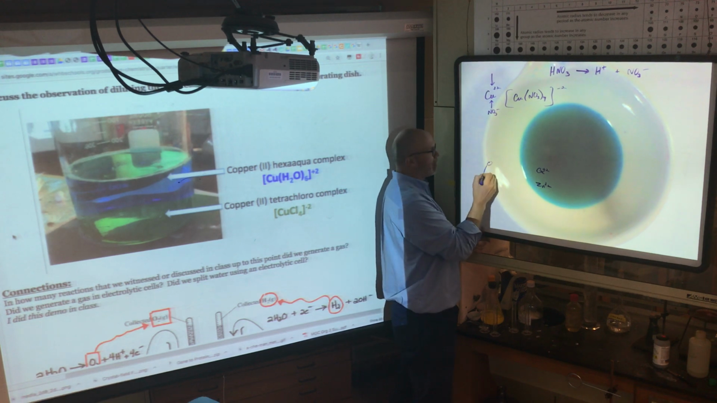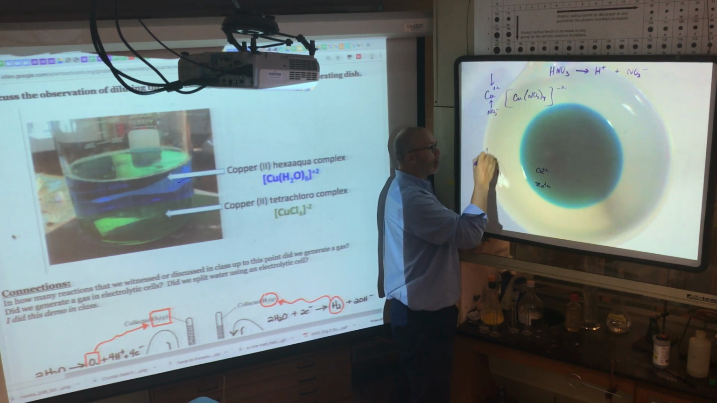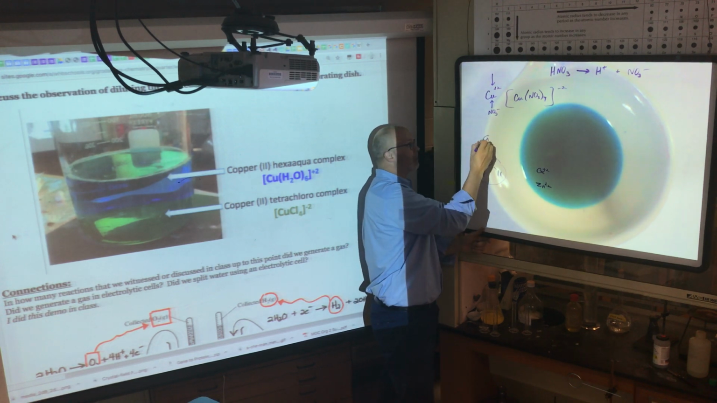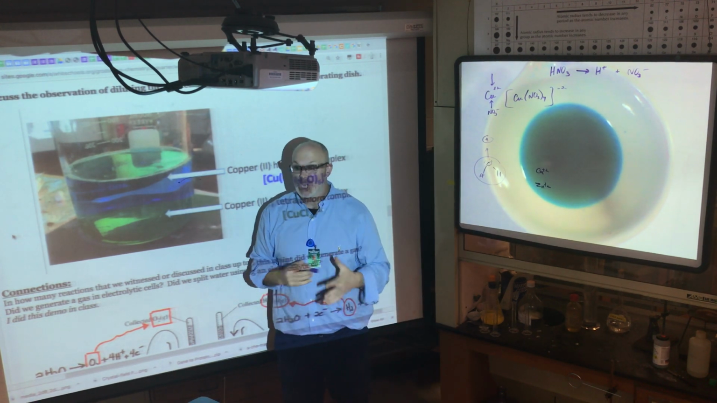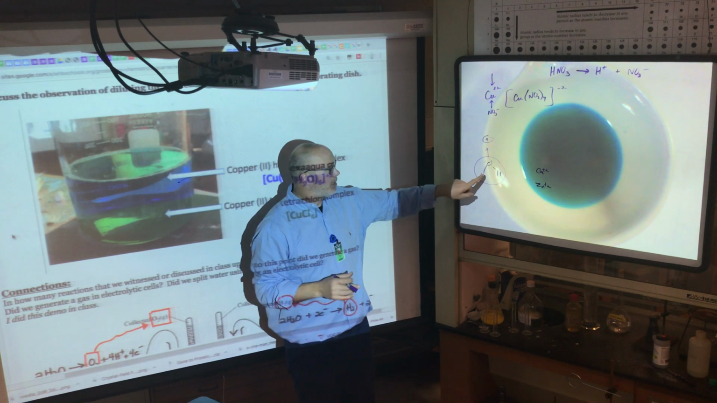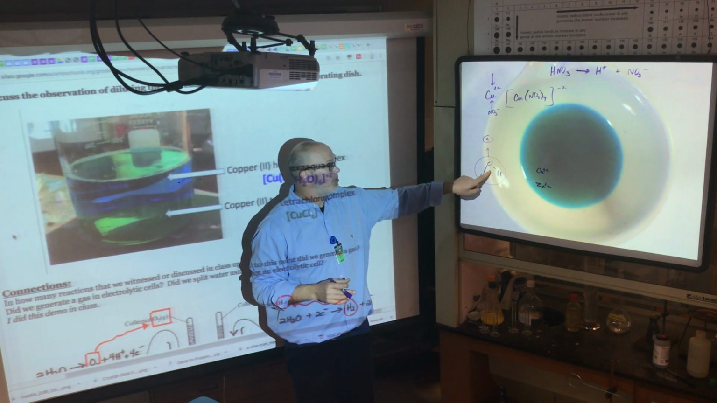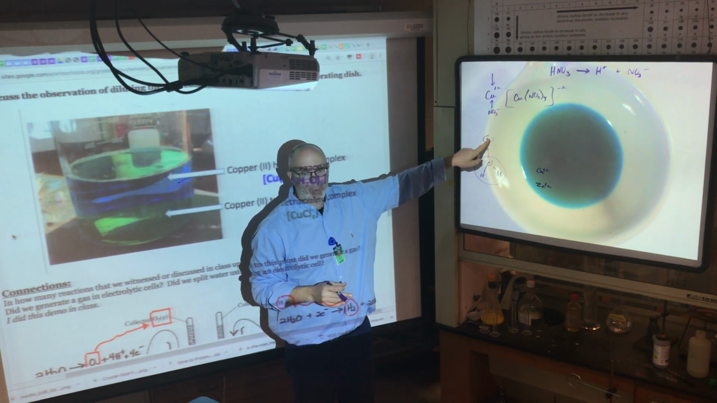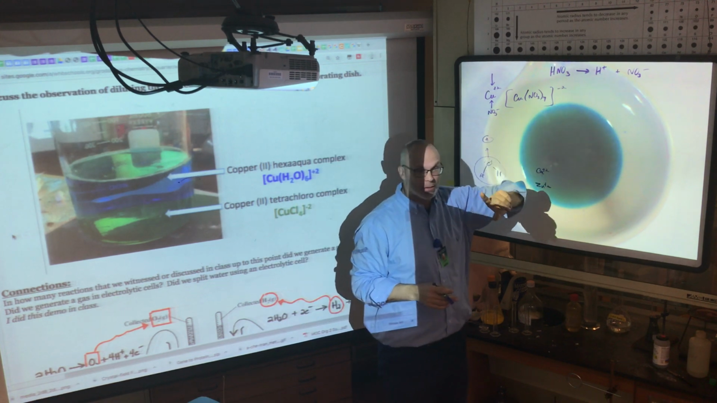Remember we had the water molecules getting pulled in? These are called ligands that are being pulled into the positive ion here. Well, when you change the ligand, this has a different ability to mess with the electrons in different orbitals than this.